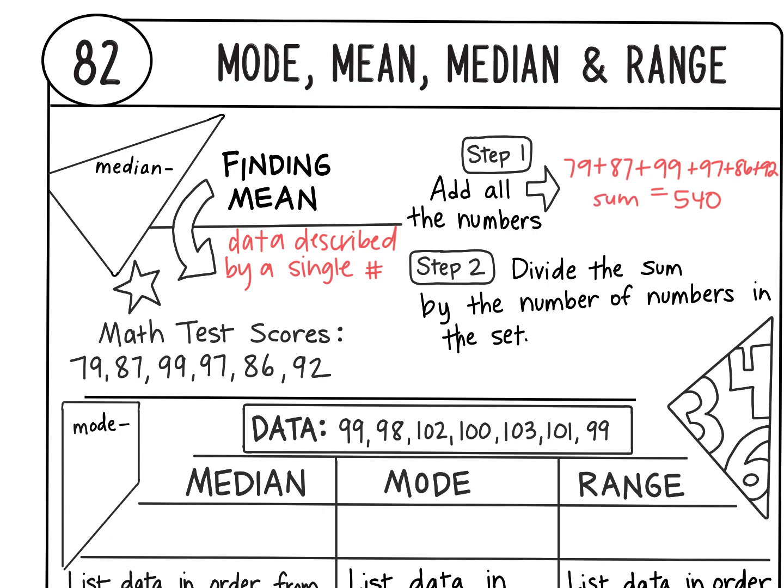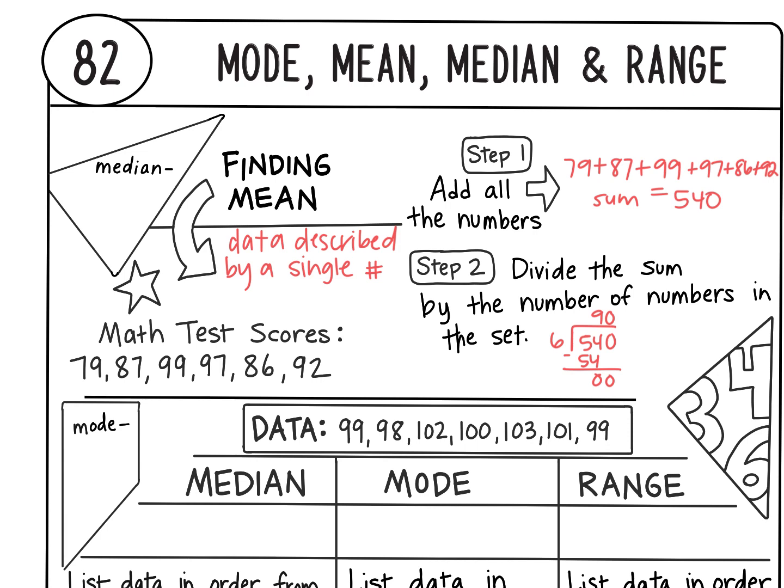Okay, step 2, this is a 2-step process. First, you add up all the numbers to get the sum. Step 2, now you divide the sum by how many numbers were in that set of data. How many tests did I have? 6. So I'm going to take 540 and divide it by the 6 tests to figure out what my test mean or test average is. 6 goes into 54 9 times. And then 6 goes into 0 times.